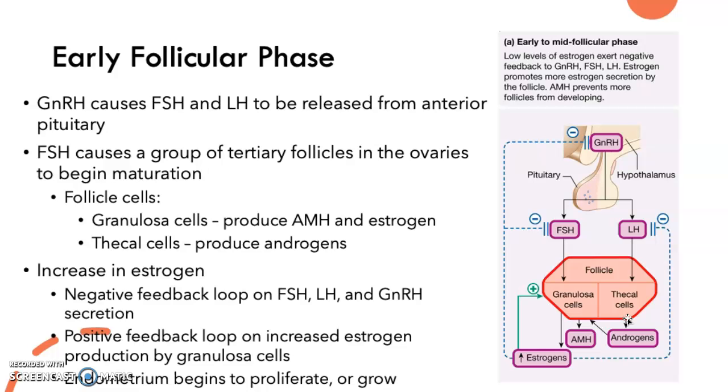Like I said, there's a lot of estrogen production in this phase, and the endometrium begins to proliferate or grow after menstruation. So menstruation had just occurred, which is the end of the menstrual cycle. So at the beginning, it's proliferating in response to increased estrogen.